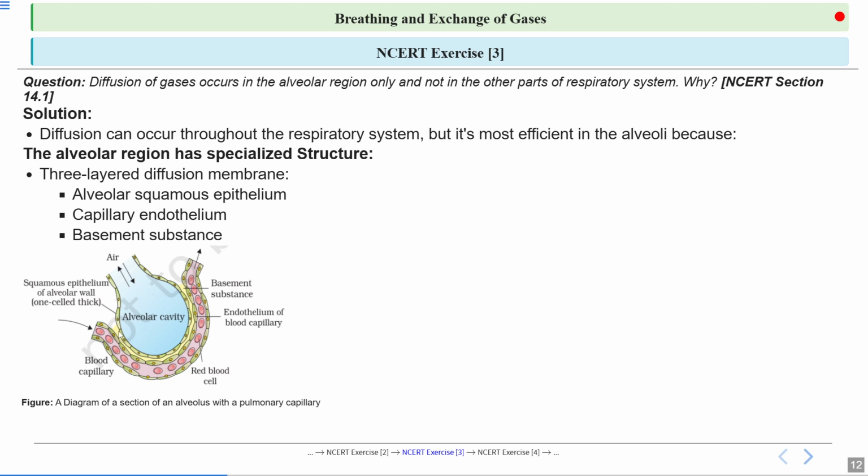And in between the squamous epithelium of the alveoli and the endothelium cells of the blood capillaries, basement substances are present. So it is not a membrane, basement substance is present. It is actually a very thin layer, and the gases diffusion can take place through this thin layer, right?